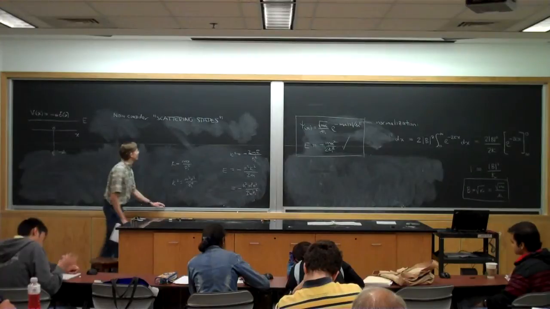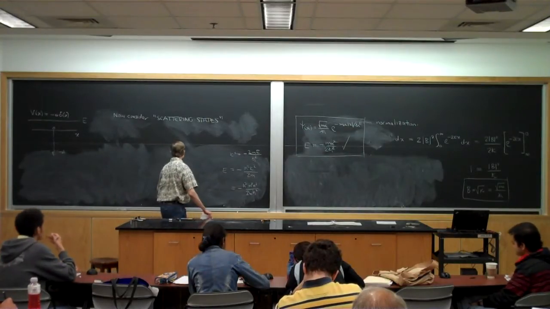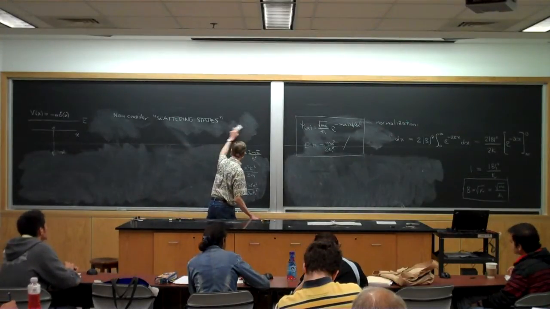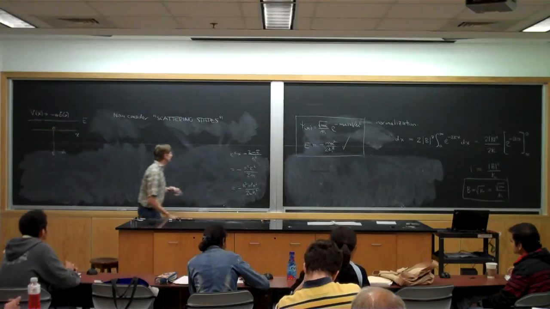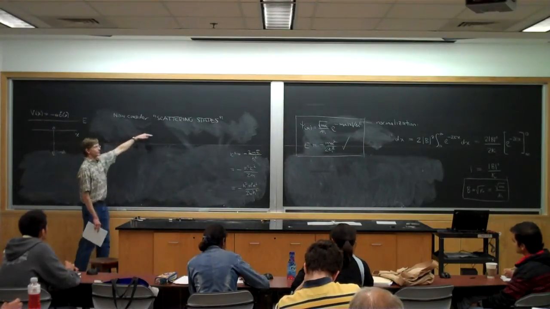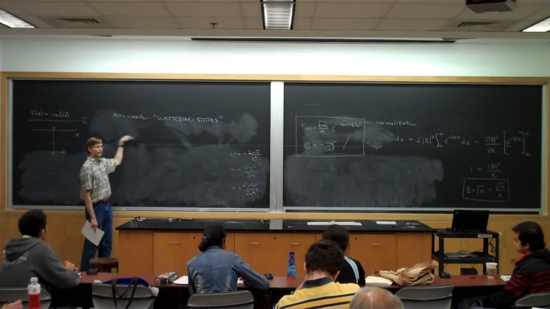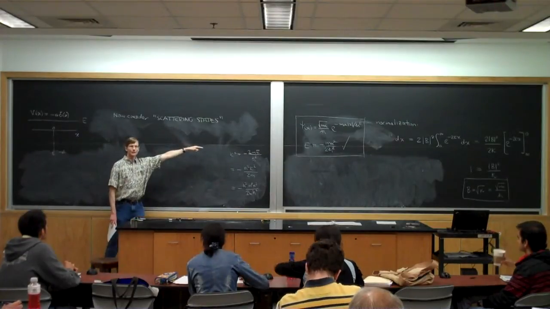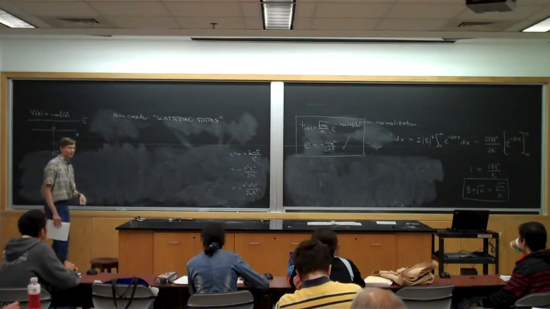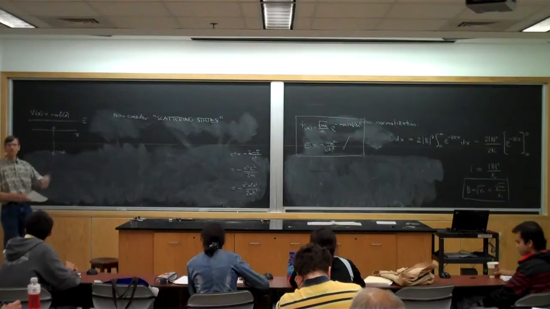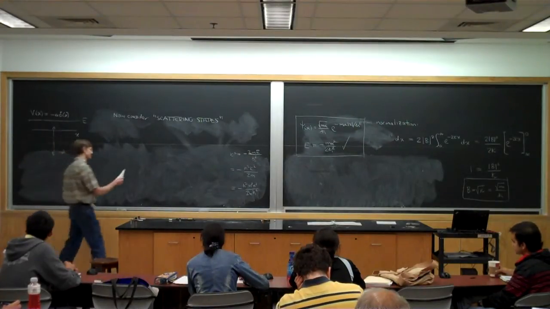Anyway, we're going to do scattering states for this potential. We're going to look at a wave that comes in from the right, partially reflects, and partially transmits. But before we do that, we won't make that assumption, and then we'll throw that in by hand. You'll see what I mean when we get to it.